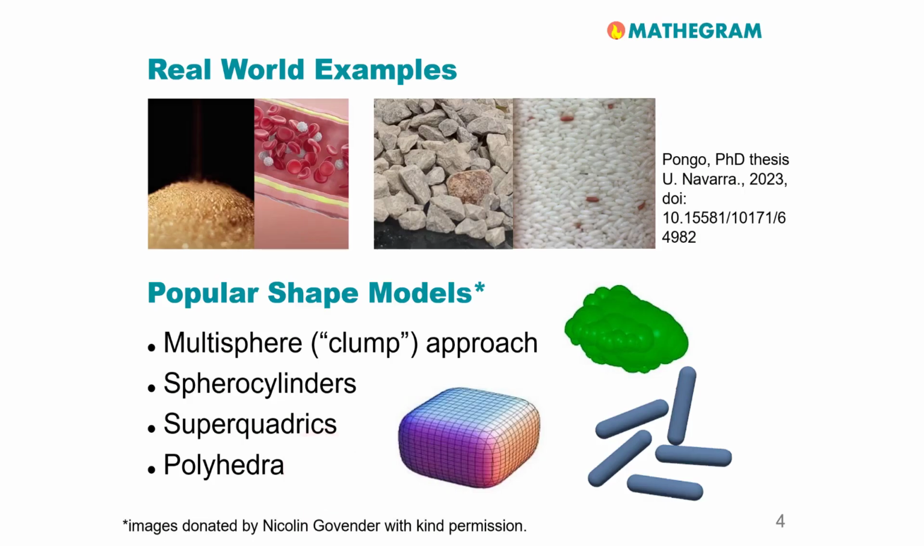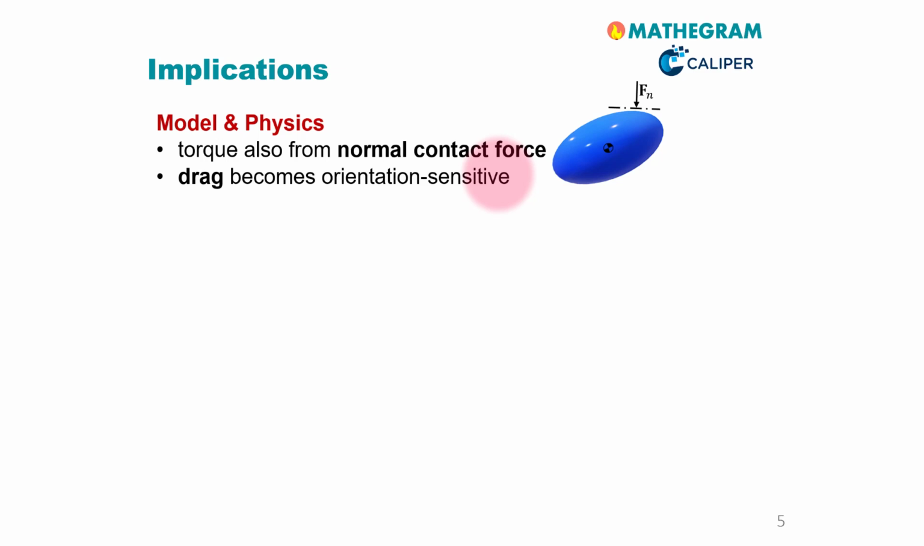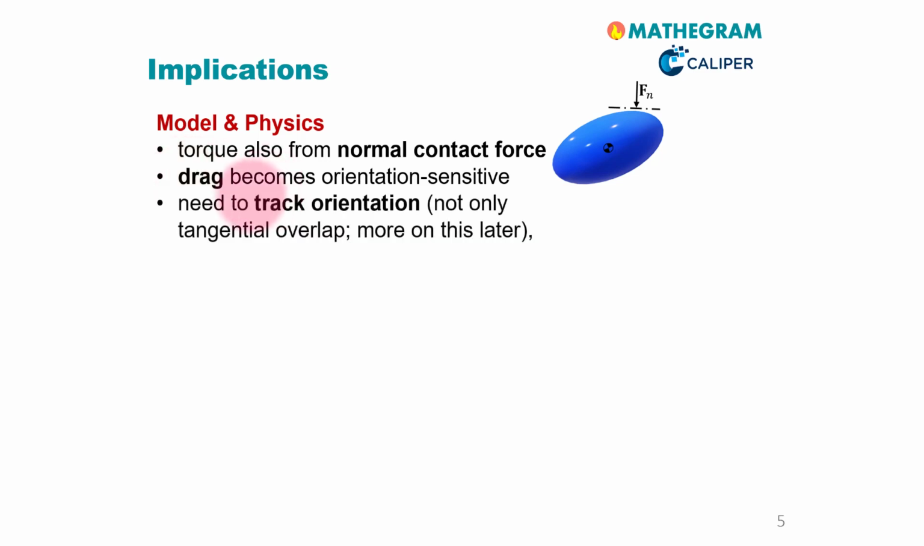Let us now have a look at the plurality of implications that arise if we allow for a non-spherical particle shape. The first group of these implications is related to models and the physics. First, it's easy to understand that the torque can now also arise from a normal contact force, as shown here, and no frictional force is needed to induce particle rotation. Also, fluid particle drag becomes orientation sensitive, so we must be much more careful when picking closures in this field. Most obvious, we need to track the orientation of the particles.